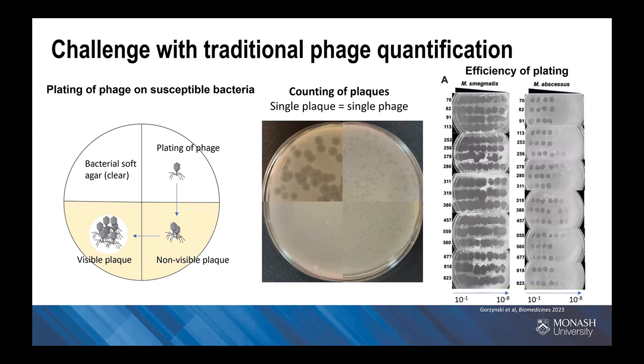Also, we have the efficiency of plating, in short EOP, to consider. So EOP actually refers to the quantification of the relative efficiencies with which different cells can be infected by the phage. So if we look at the figure here, where we have the same phages spotted in increasing dilutions on two different strains, we can clearly see that this phage can form visible lysis up to 10 to the minus 8 dilution on Mycobacterium smegmatis, that is on the left, whereas visible zones are only observed at much lower dilutions on Mycobacterium abscessus on the right. And this lower EOP indicates that this phage has a lower infectivity against this particular bacterial strain in comparison to a host strain.